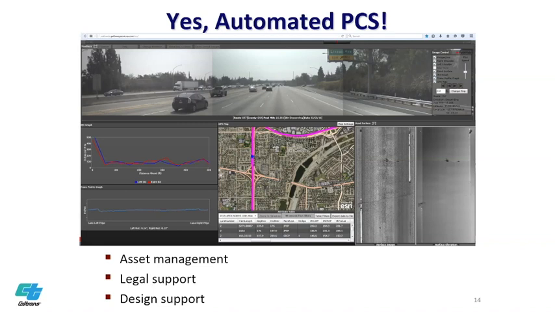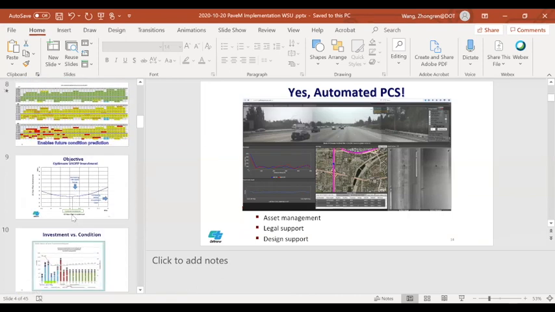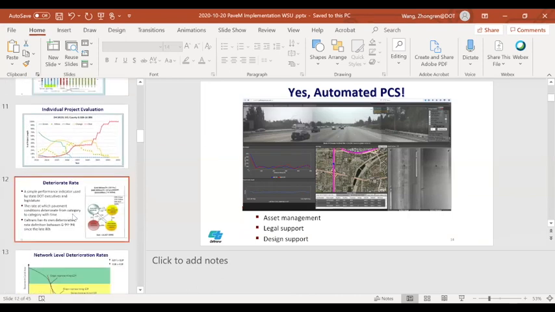Another question: could you explain a bit more on how you predict the pavement deterioration? Does this consider the pavement design, traffic loading, weather, maintenance actions, etc.?